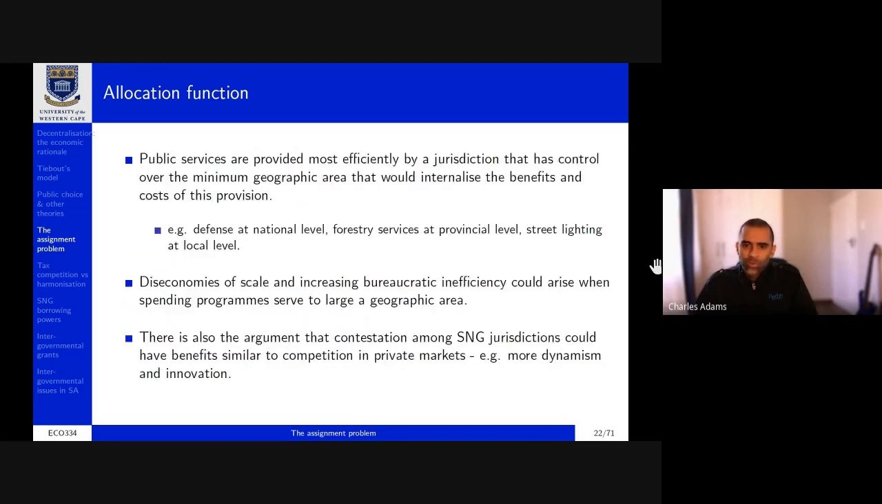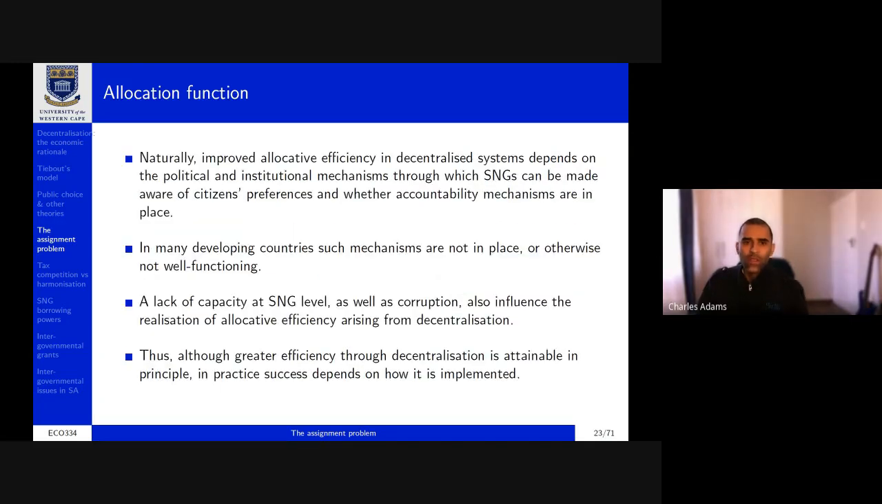All right, so in this way, competition and contestation across jurisdictions, across subnational governments, could give rise to dynamism in the provision of public goods and services and administration, as well as innovation. Okay, naturally, improved allocative efficiency in decentralized systems depends on political and institutional mechanisms through which SNGs can be made aware of citizens' preferences and whether accountability mechanisms are in place, right?